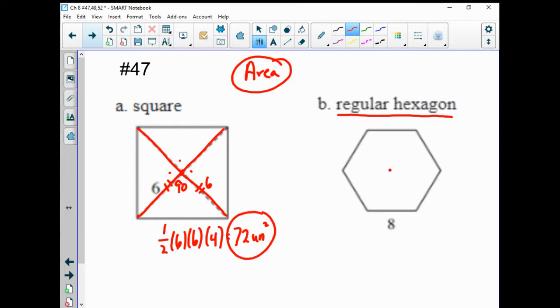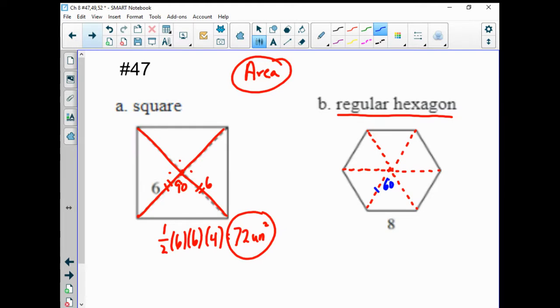So if I were to create triangles just like we did a second ago, I'm going to end up creating 6 triangles that are all the same. Well, within those 6 triangles, we could find the angle here in the middle because we know it's 360 divided by, in this case, 6. So I know that's a 60-degree angle.